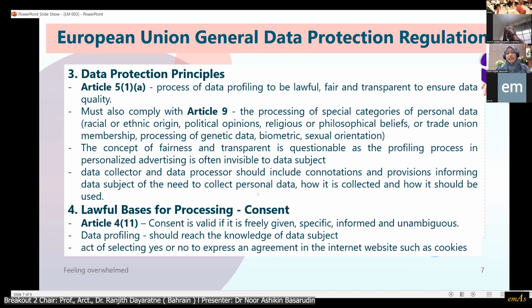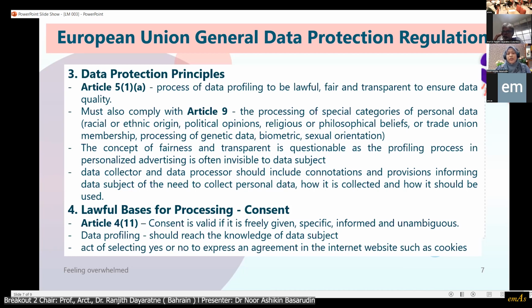Okay, whether the data subject consented to the information that is gathered by the data controller. So the consent here we can cross-check like this. Lawfulness is based on the consent. Consent is valid if it is freely given, specific, informed, and unambiguous.